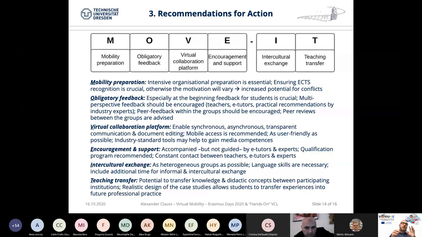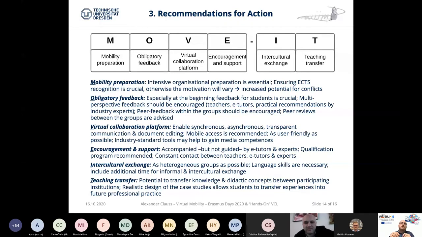Third point is the virtual collaborative platform. Like I said already, it's very important to enable synchronous and asynchronous communication, transparent communication, and as all of you know, it's very important also to give them mobile access. It's highly recommended, and the solutions should be as user-friendly as possible.